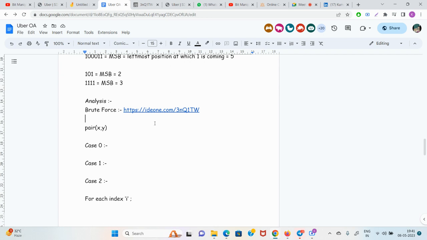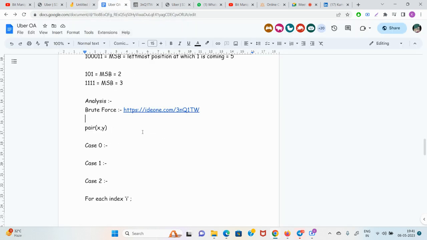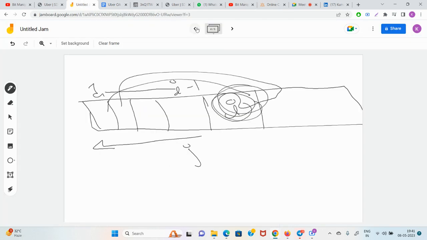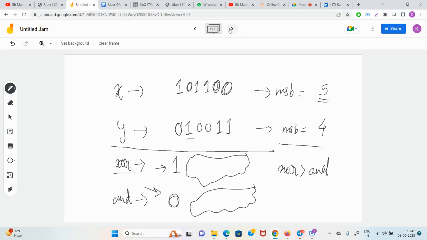So, guys, let's analyze how to know if a pair is valid or not. Let's take a special case. Let's say this was our x number and this was our y number.